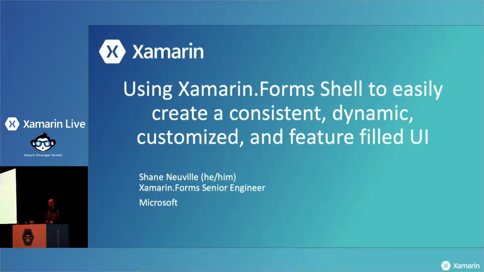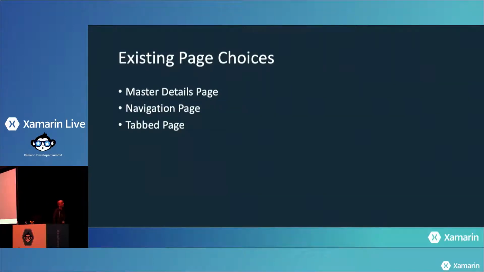So here are our existing page choices within Forms. Let's say you're a new developer coming into Forms, and you're like, all right, what do I do? How do I create a Forms app? First you have to understand what pages you have to use, right? You have the master detail page, probably one of the most used ones because it works as a top level. The navigation page, which mainly is there just to annoy people. And then the tab page, which, I don't know, it has tabs and it's a page. So that's our page story, right?